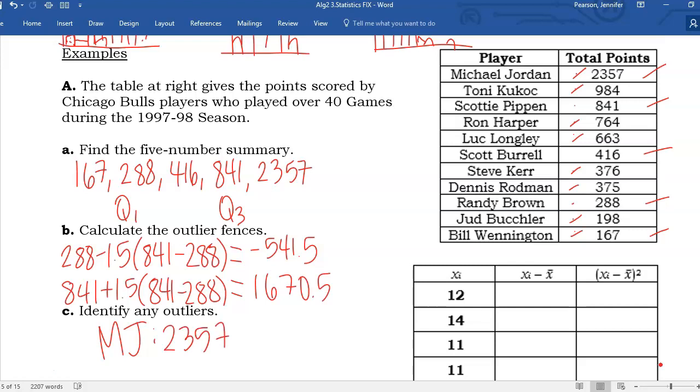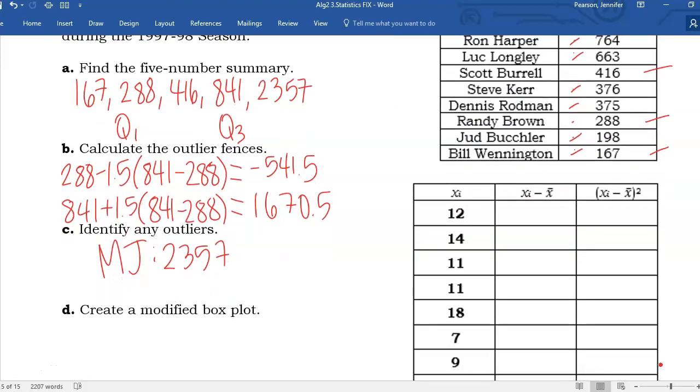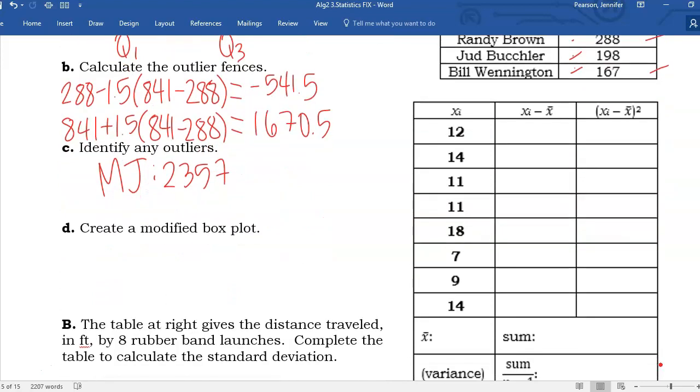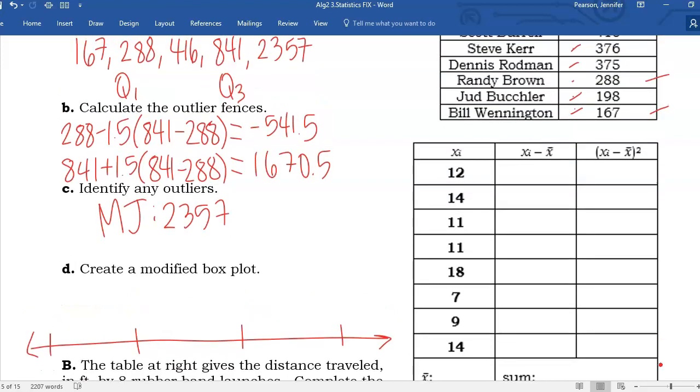Okay. And now we're going to make a modified box plot. A modified box plot looks a lot like a regular box plot. We need a number line first. And I'm going to go 0, 1, 2, 3,000. The difference being, if a data point is an outlier, you no longer extend your whisker to that point, okay?